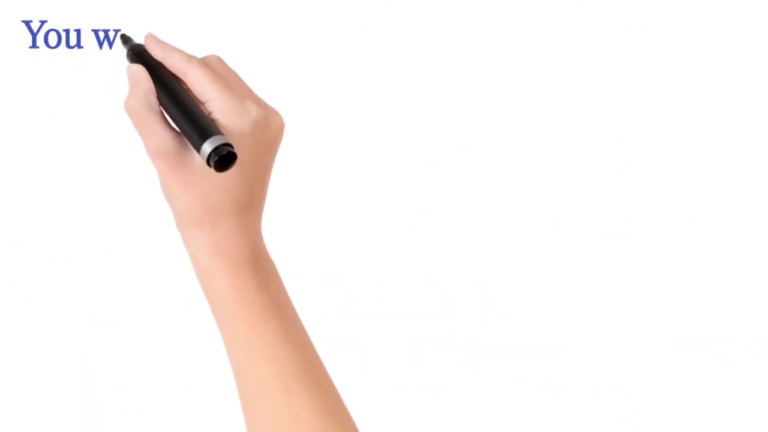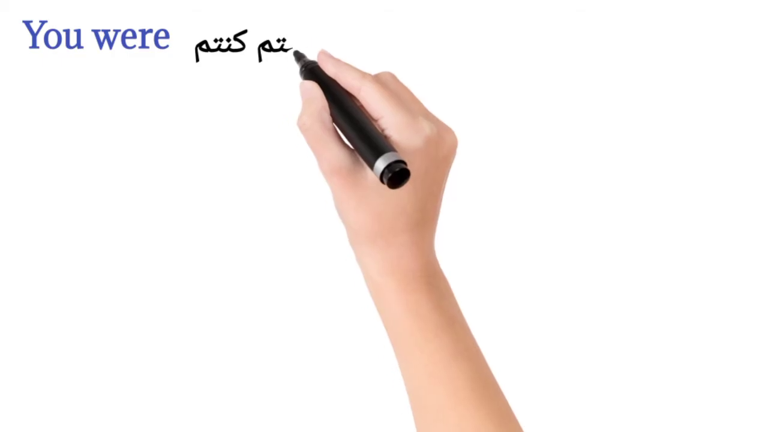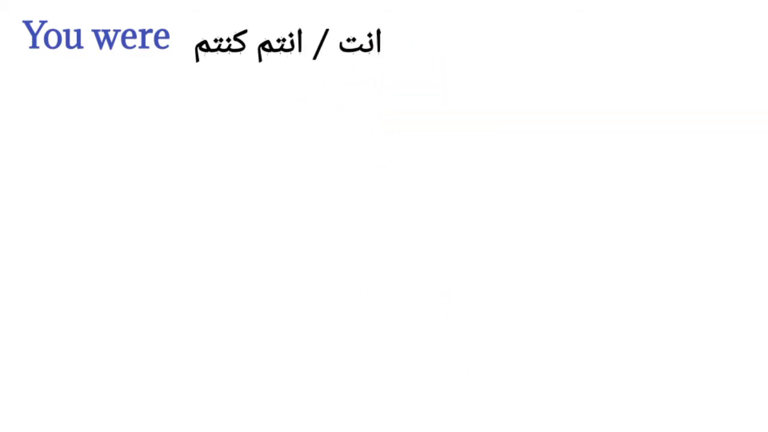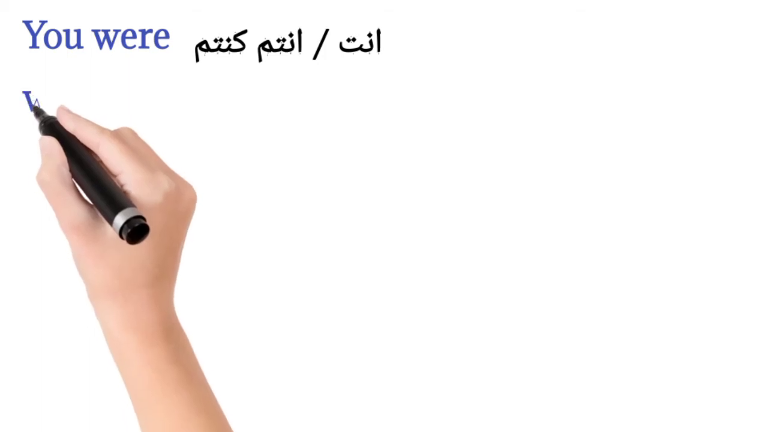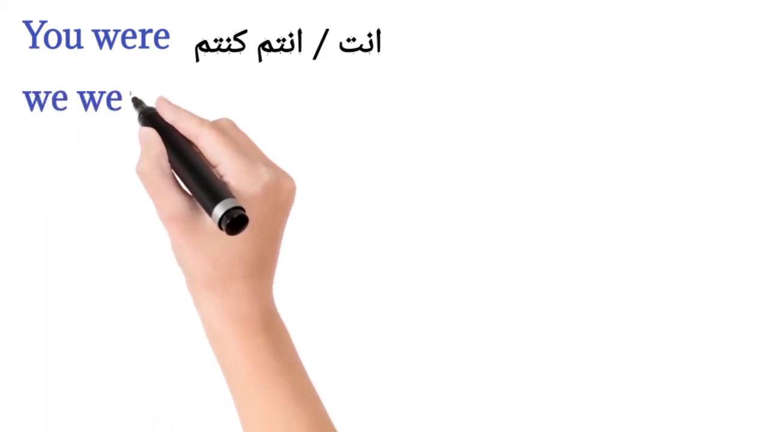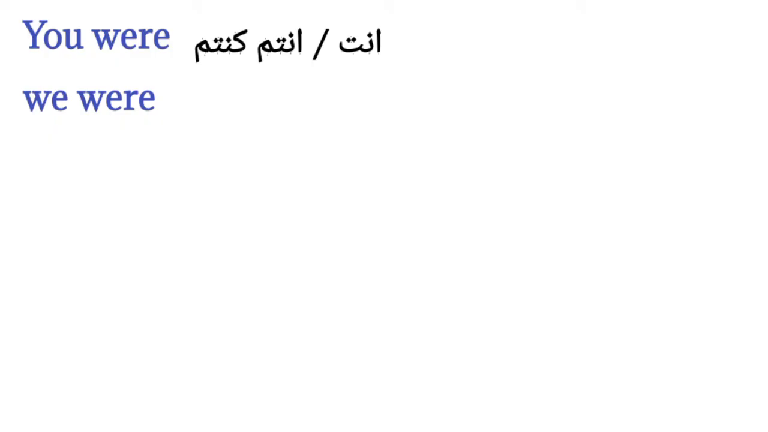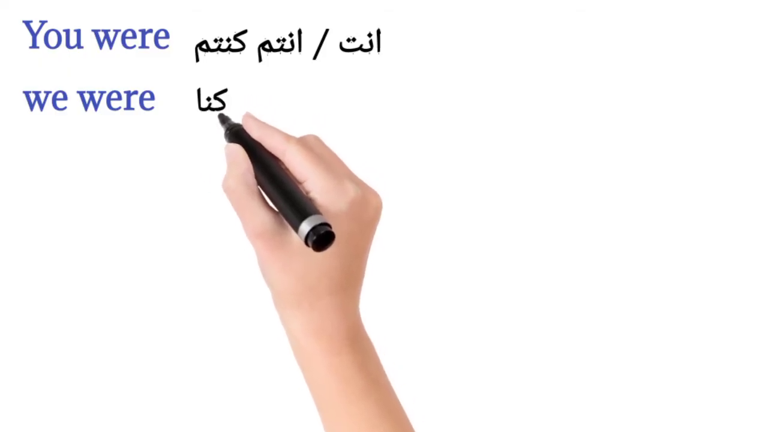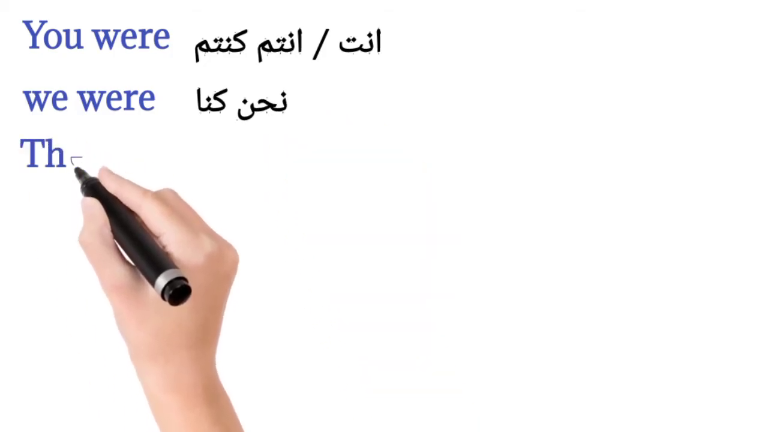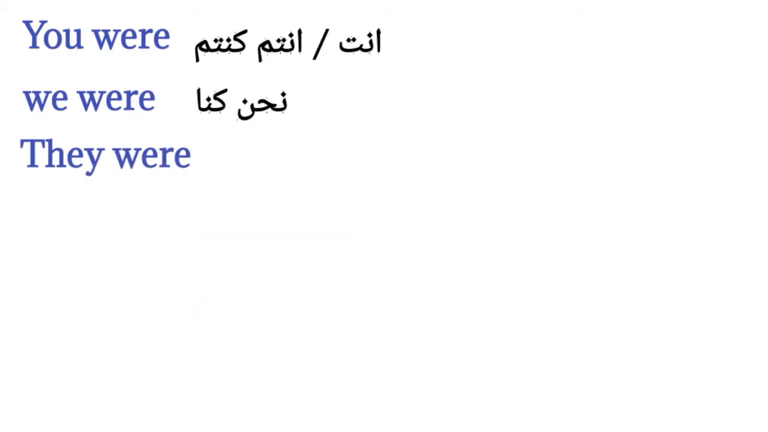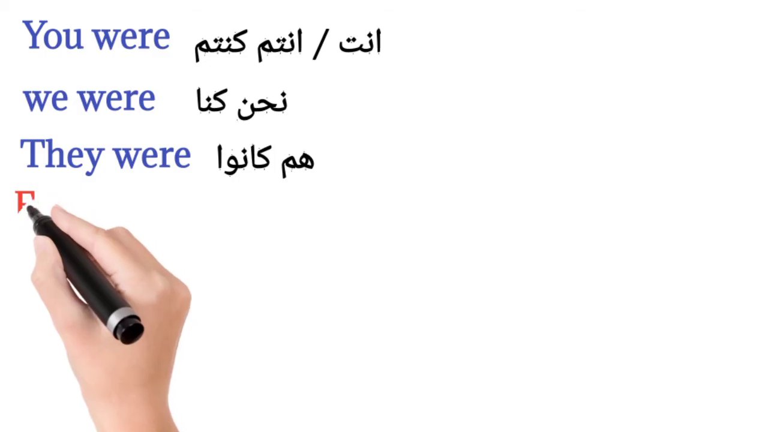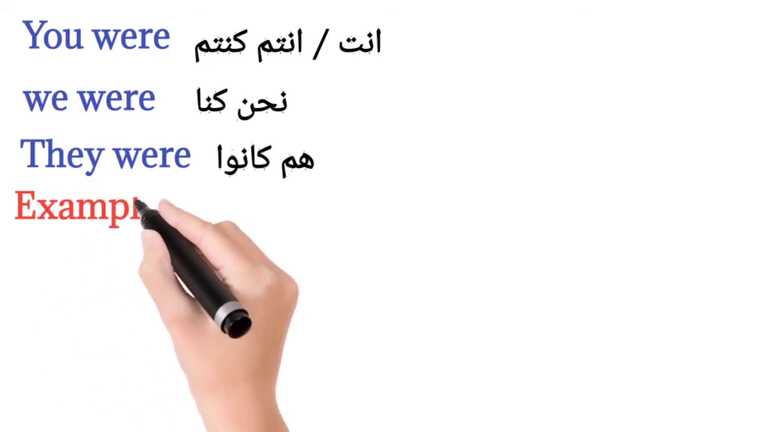With pronouns you, they, and we use were. You were. أنت أو أنتم كنتم. We were. نحن كنا. They were. هم كانوا. استخدام was or were كhelping verbs in the past في زمن الماضي.